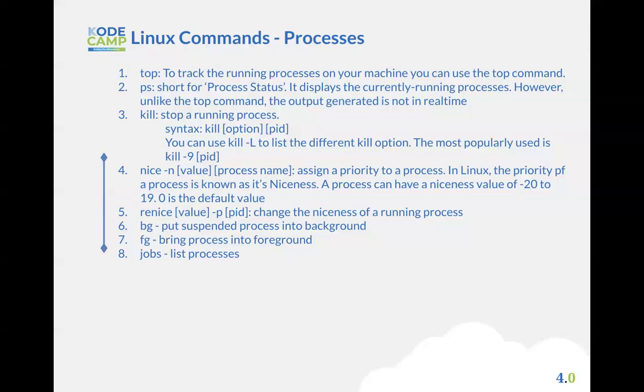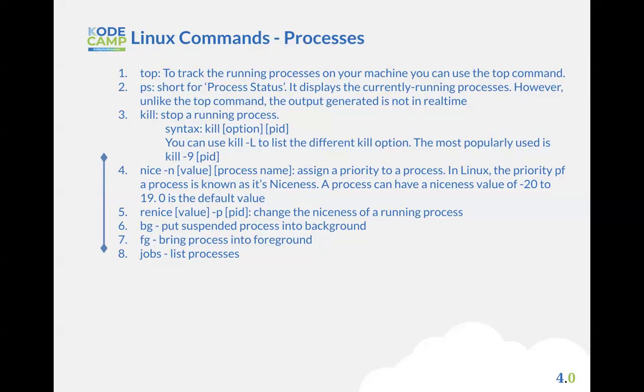Niceness gives a process priority, either increasing or reducing it. The default priority of the process would be 0. If you want to increase that value, you can increase it to between 0 and 19. If you want to reduce it, reduce it to between 0 and -20. You can also change the niceness, that is, change the priority of the running process, using the renice command.